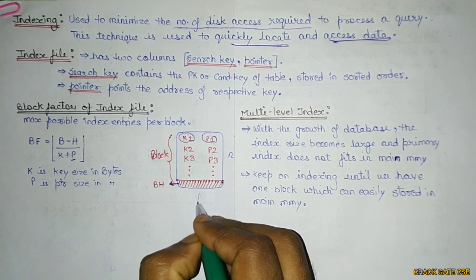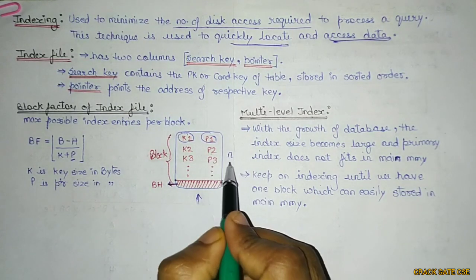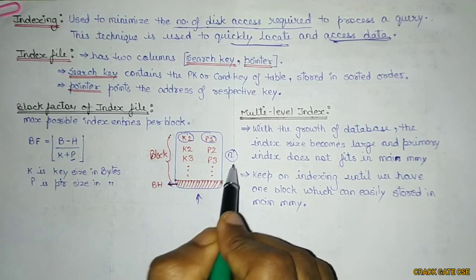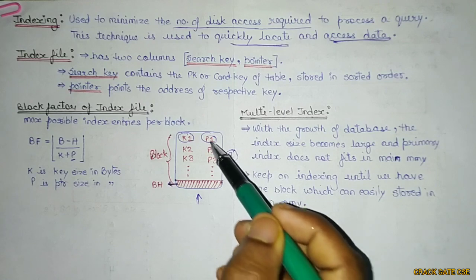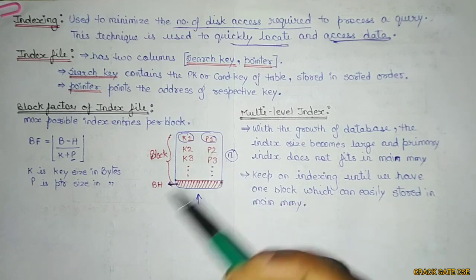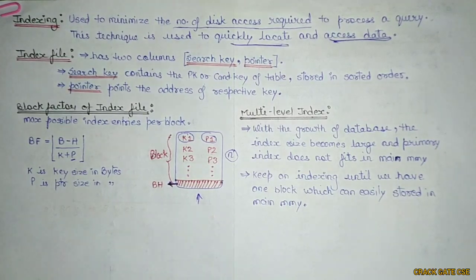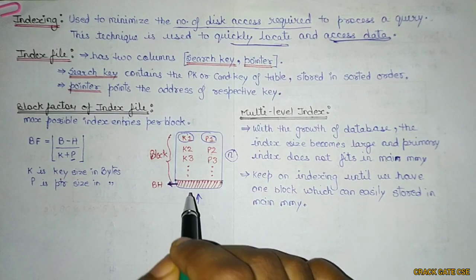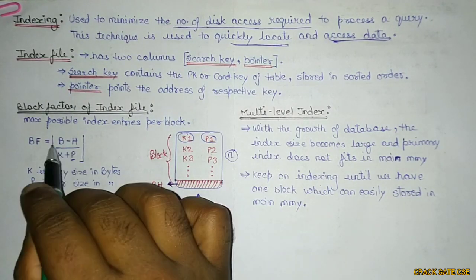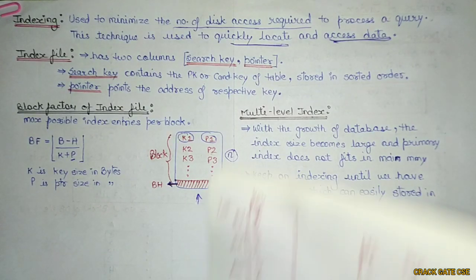So let's say this is a particular block I am having in an index file. So this n, the block factor, if the block factor is equal to n, that means we can store n number of index entries in a particular block, and I already told you that in each particular block we will be having a block header which tells the information about the data inside that particular block. So we will be subtracting this header from the block size.